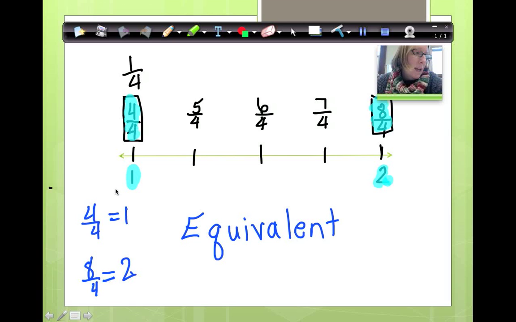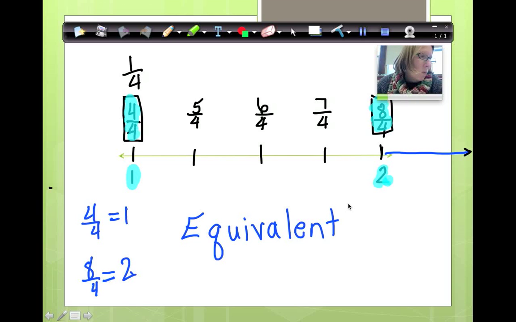Now, I have a question for you. We've talked a lot about the numbers that go on this side of the 1. What about on this side of my number line? What would be over here? I need my black again. Let me get black. Okay, here's my line, my number line.